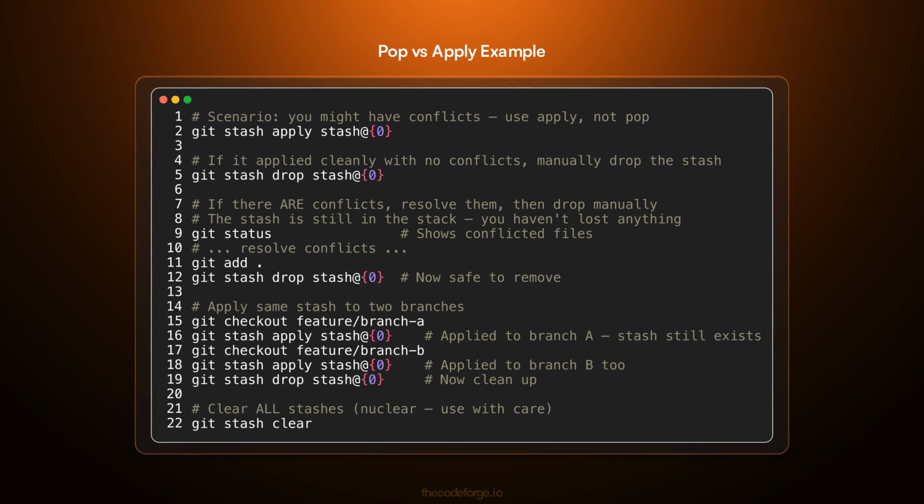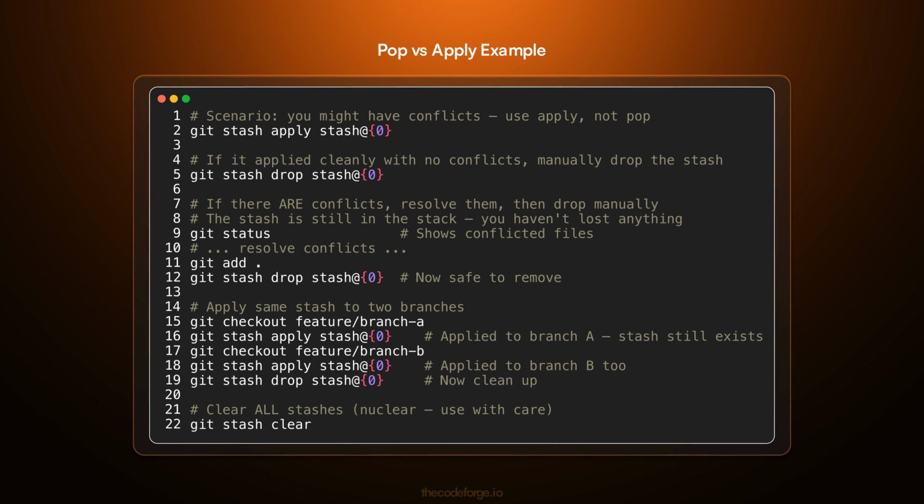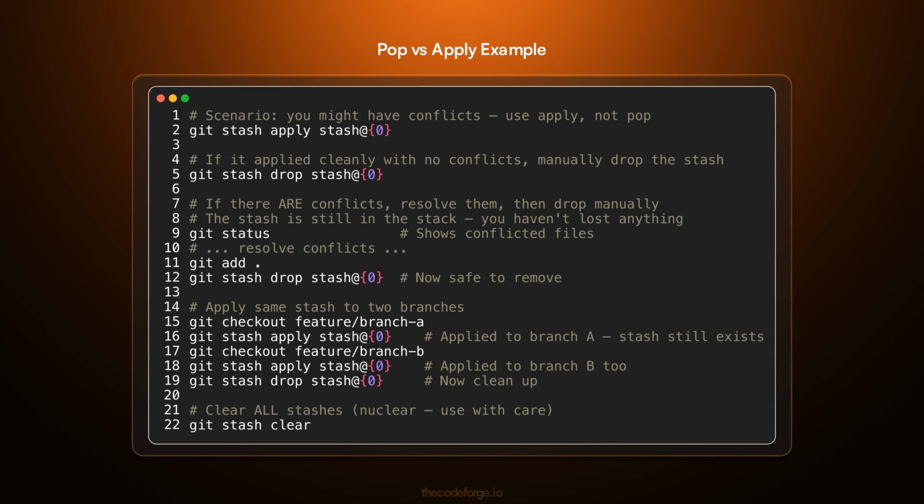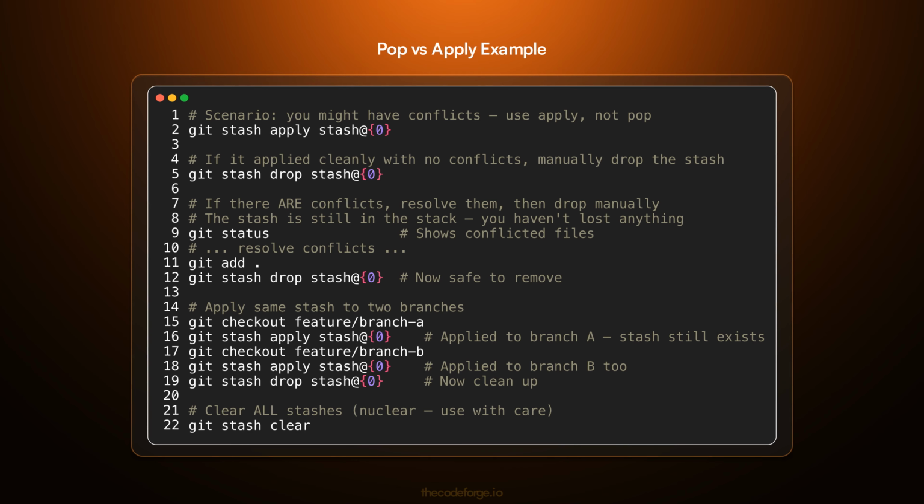Here's how to use apply safely. If you might have conflicts, use git stash apply. If it applies cleanly, then manually drop. If there are conflicts, resolve them, then drop. You can also apply the same stash to multiple branches. And finally, git stash clear is nuclear, use with care.